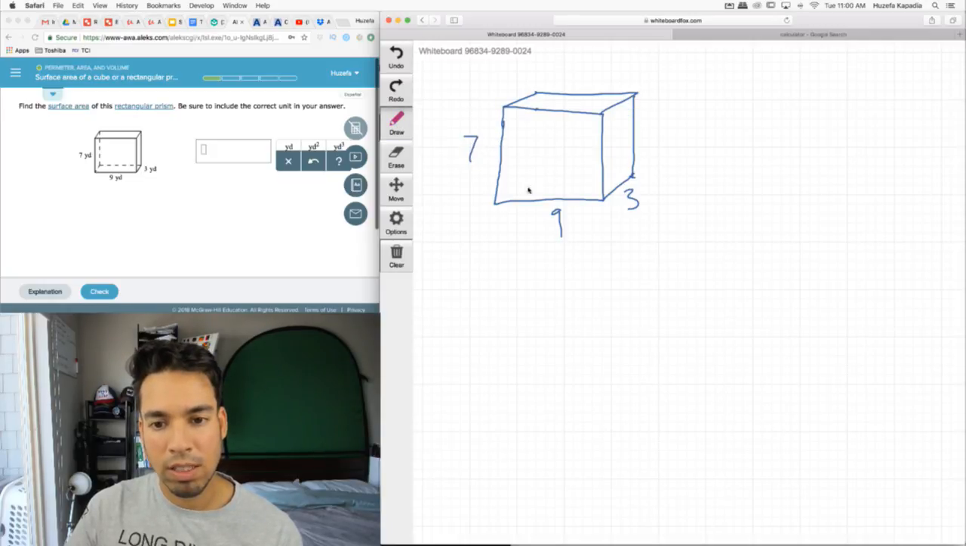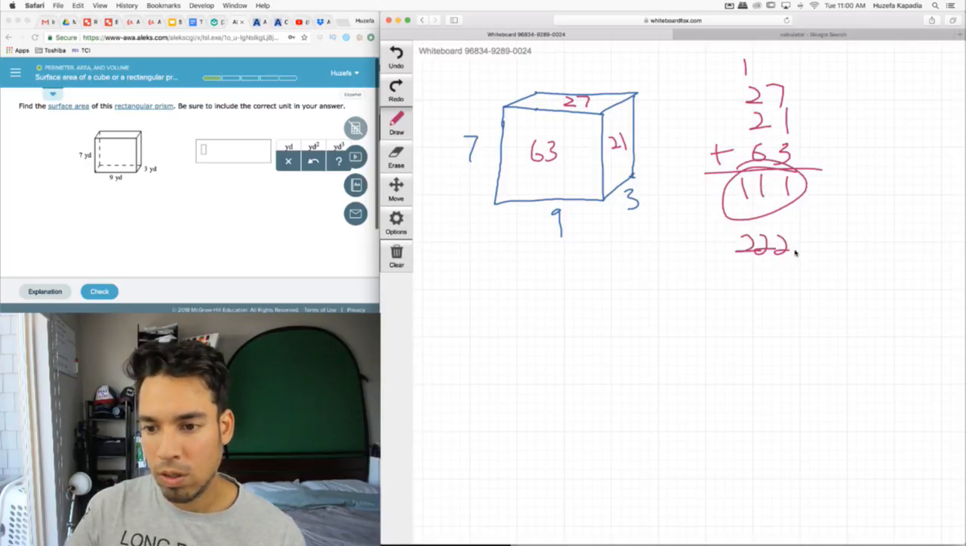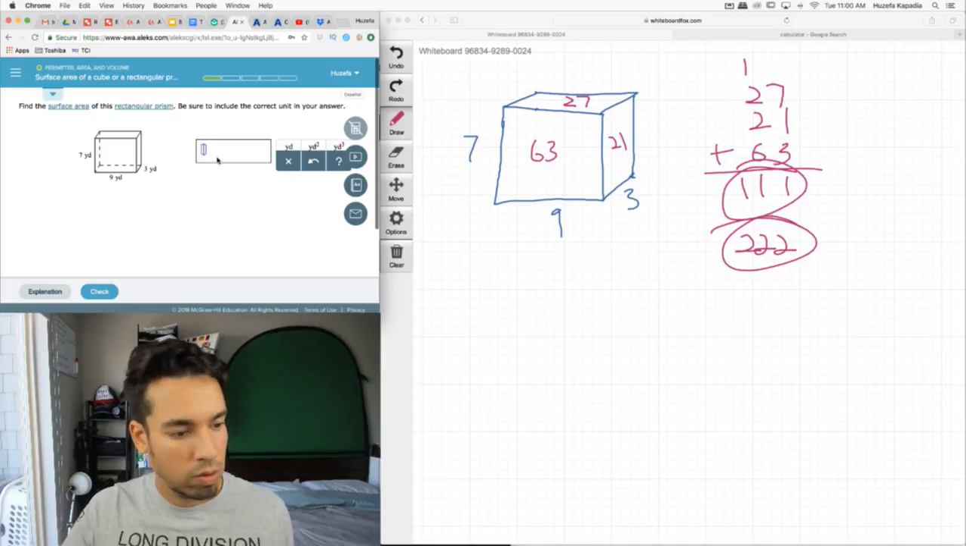So the surface area of this side, 7 times 9, is 63. This one is 3 times 7, right? Because these lengths are 7. 3 times 7 is 21. And the top is 3 by 9, right? Because this is 3, this is 9, is 27. So now we add those up. That's 111. 111 times 2 is 222.